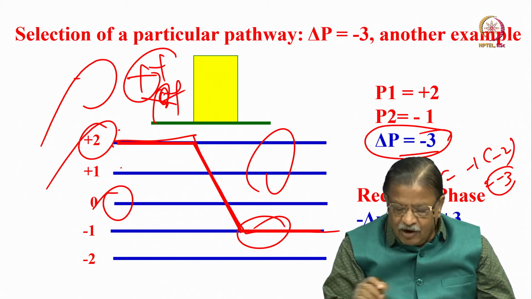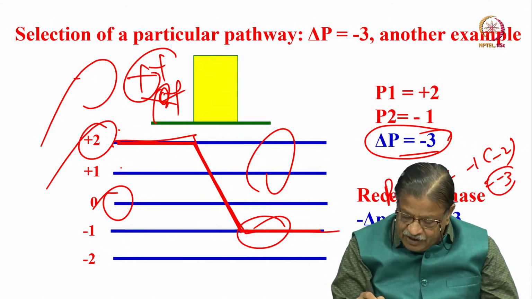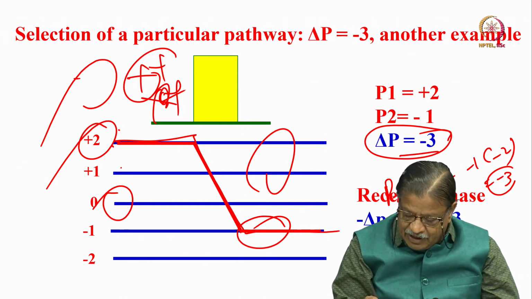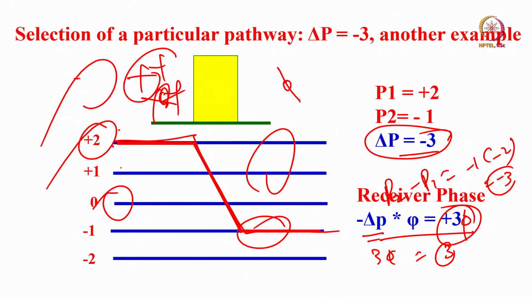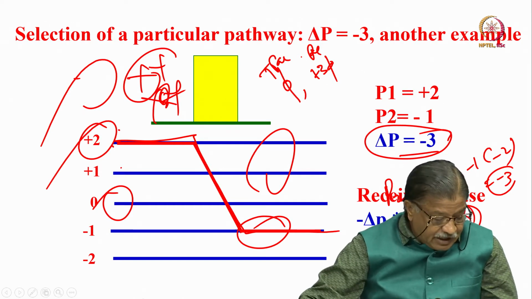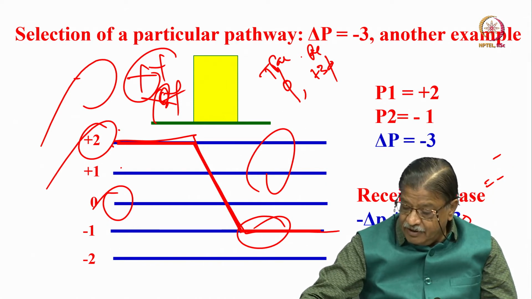Now, how do you get the receiver phase? Delta P is equal to -3. Now we put -3 here. Minus into minus, +3 into 5 is equal to 3. So if I know the transmitter phase is 5, my receiver phase has to be 3 times 5. That's all I have to do. Very simple. Let me clarify to you very nicely in a simple way.